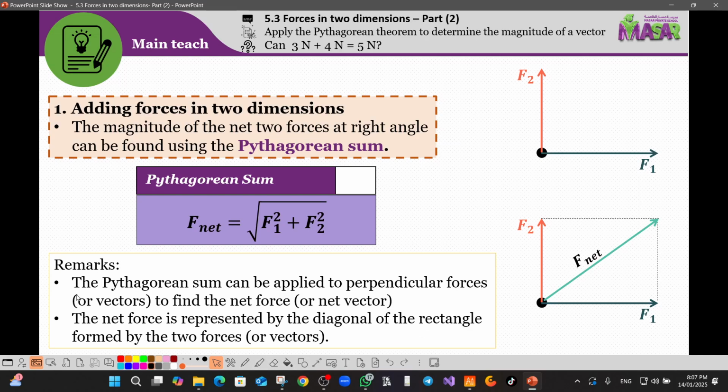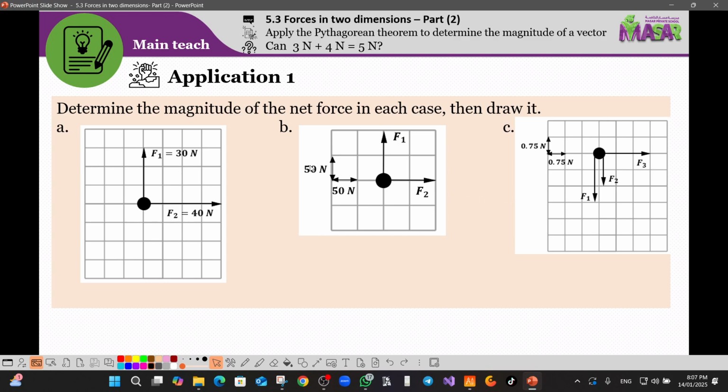Now, remarks: the Pythagorean sum can be applied to perpendicular forces or vectors to find the net force or net vector. The net force is represented by the diagonal of the rectangle formed by the two forces. In order to clarify the idea and the usage of F net, we need to show that using some examples.